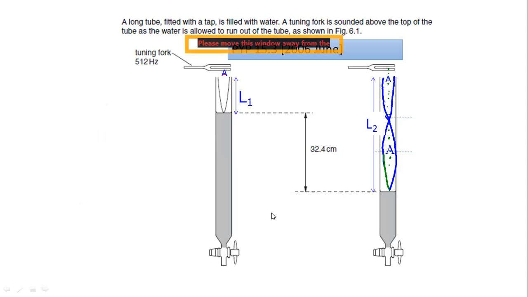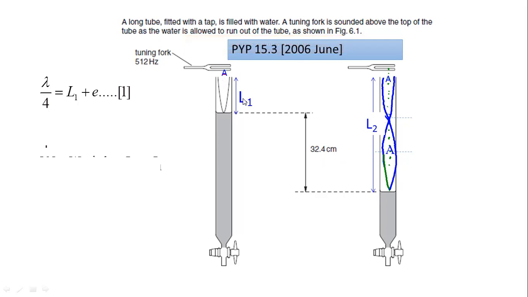You can use a burette where this is your tuning fork, this is your L1, and this is your L2. L2 subtract L1 is given. This is one of your worksheets. You have tried that. You should be able to draw a quarter wavelength is L1. Remember the end correction. It doesn't vibrate exactly at the top; the antinode is slightly above. That's why we call it end correction, E.